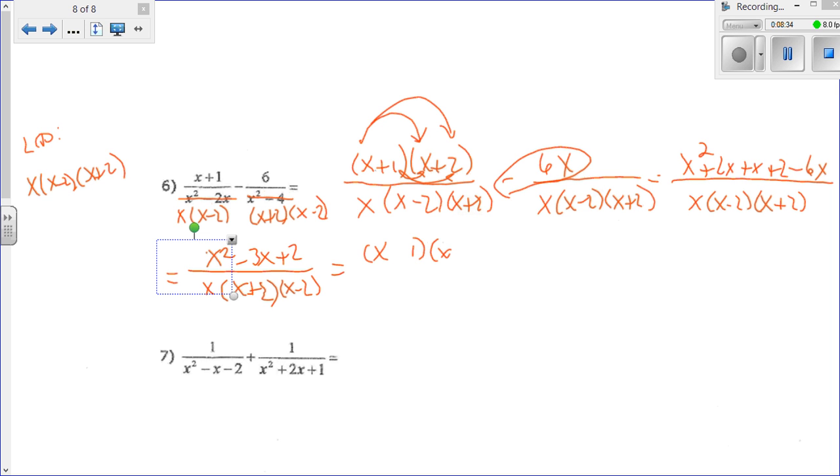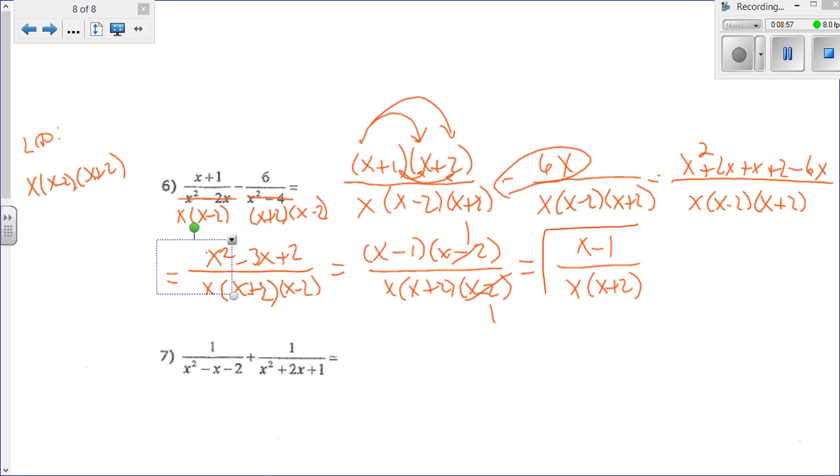1 and 2. And the last sign's positive, so the signs are the same, so it's x minus 1 over x minus 2, x plus 2, x minus 2. Well, my x minus 2's cancel each other out, so I'm left with x minus 1 over x times x plus 2. And that, my friends, was a question that had everything involved.